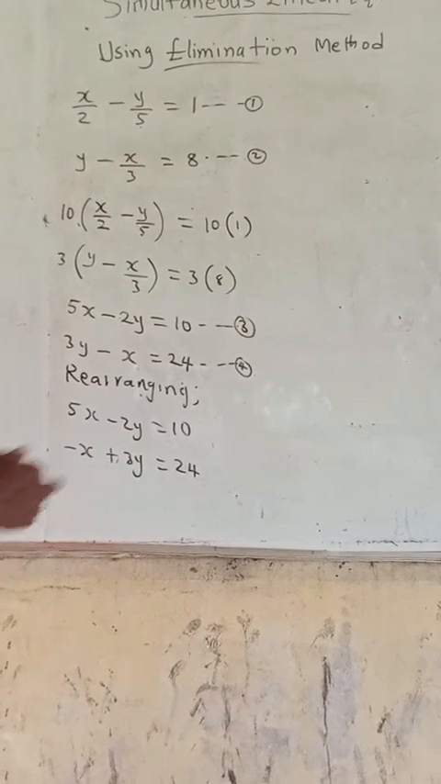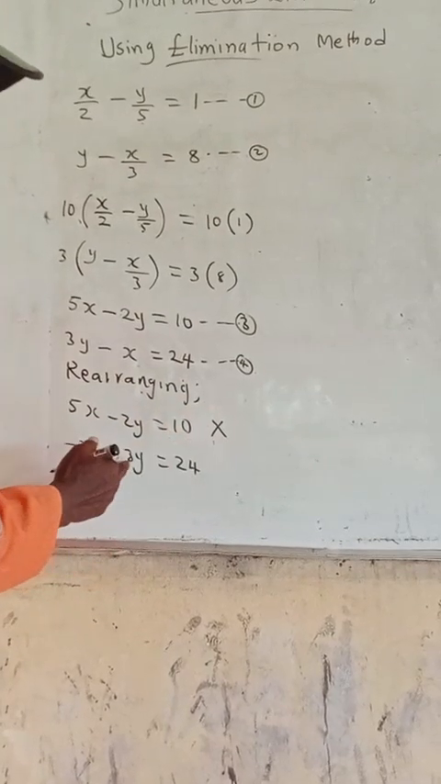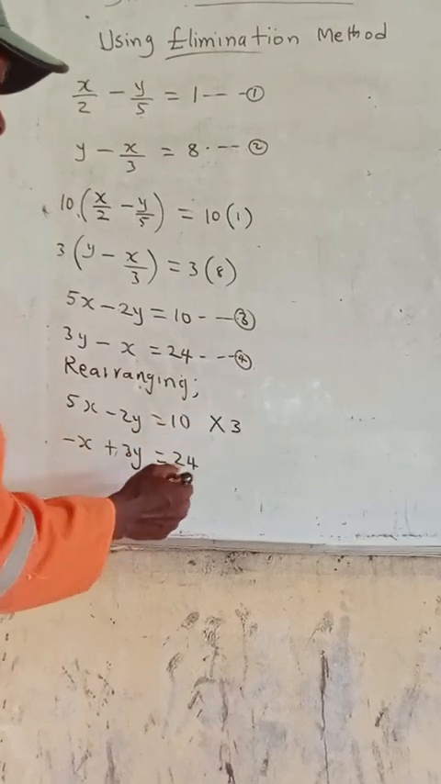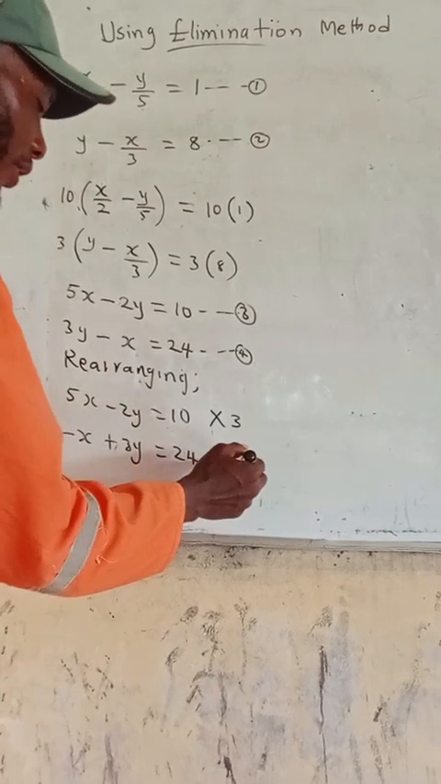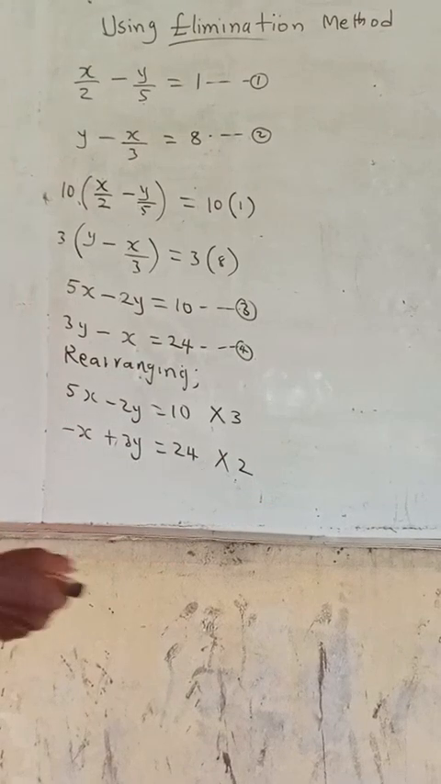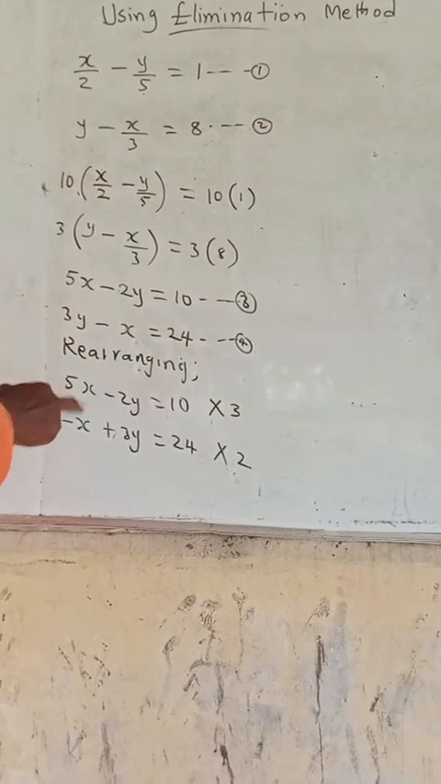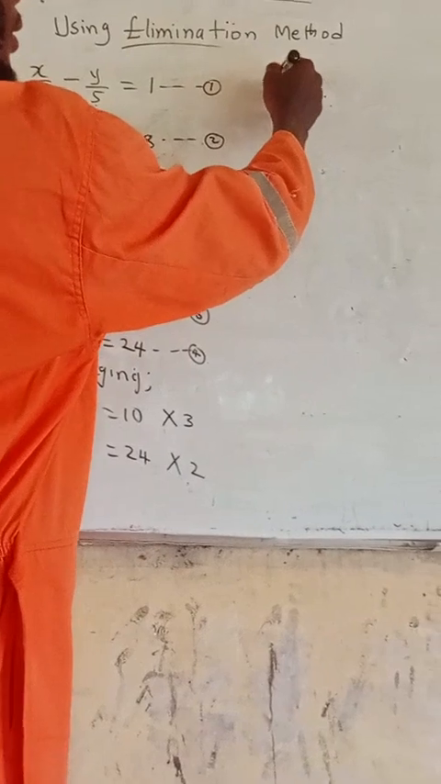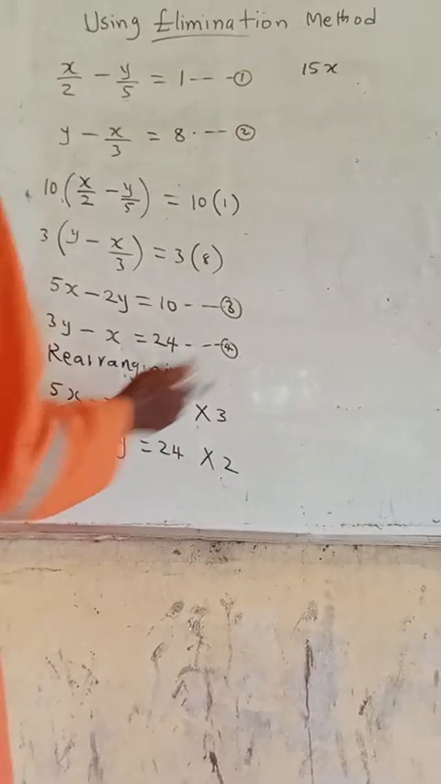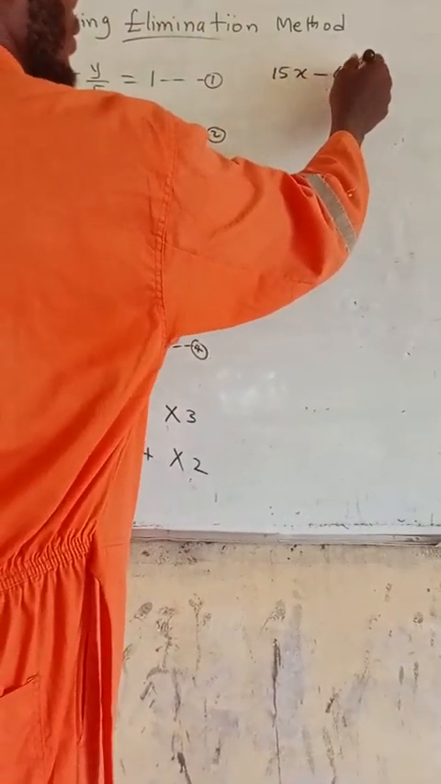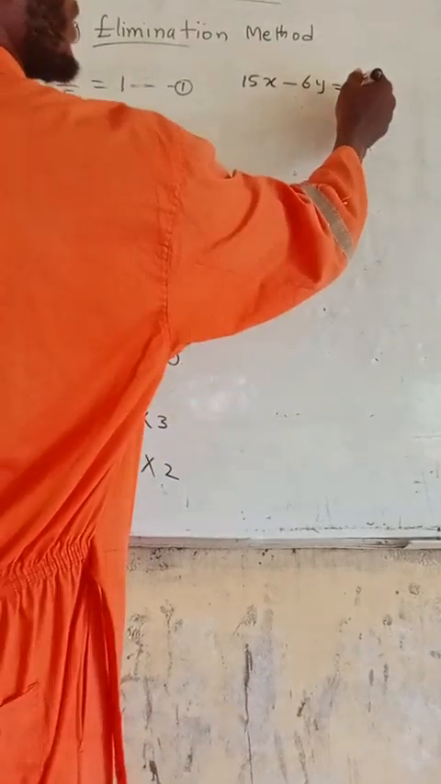Are you getting it? So in order to achieve that, we are going to multiply this equation by what? 3. And we'll multiply the whole of this equation by what? 2, since the signs are different already. Alright, so we are going to say 3 times 5x. 3 times 5x is what? 15x. Again, 3 times minus 2y is minus 6y. Is equal to 3 times 10 is what?